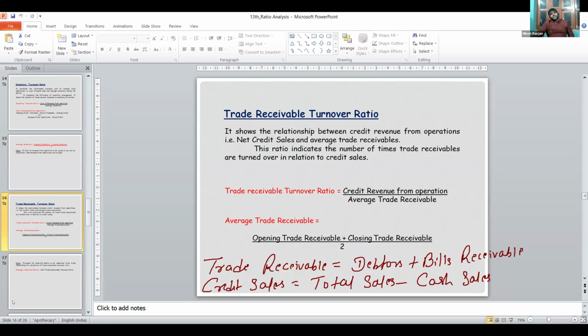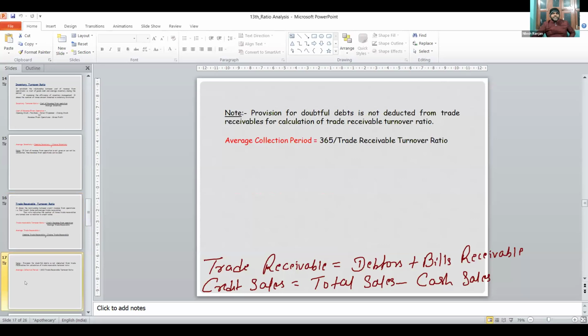Okay, so these are the formulas: trade receivable equals debtors plus bills receivable. There is one more formula related to this, and that is called average collection period. There is a note also related to this topic. Yes, you can see here, note: provision for doubtful debt is not deducted. It means we have to ignore the provision for doubtful debt while solving the question of trade receivable turnover ratio.